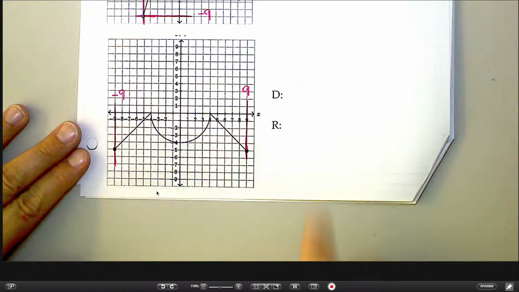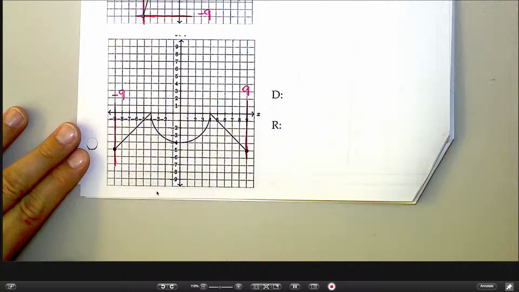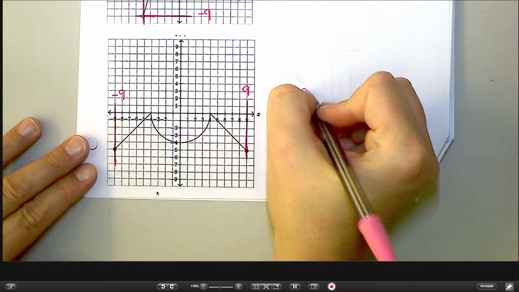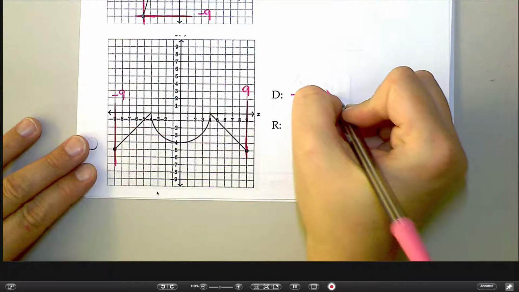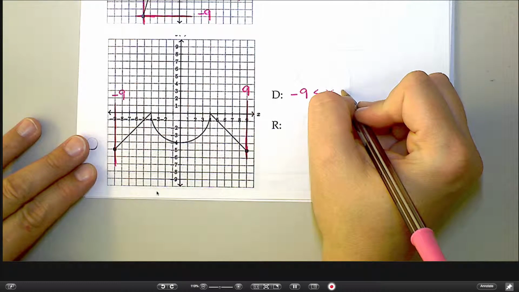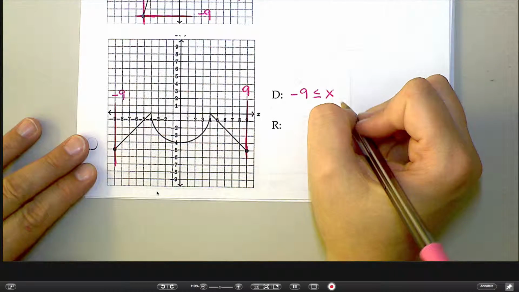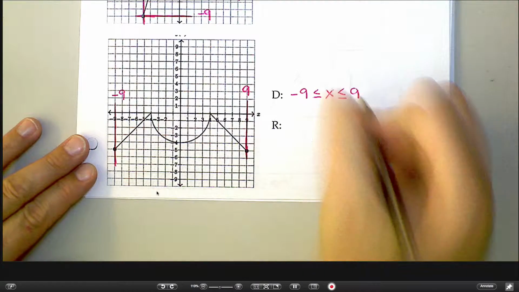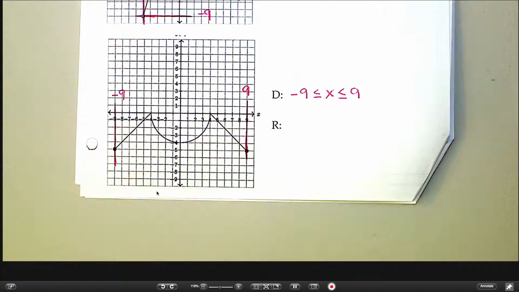Can someone raise your hand and tell me what I should write as my answer? Maddie, go ahead. -9 less than or equal to X, and then less than or equal to 9. Perfect. Yes, that's exactly right. Good. Okay, what about range?